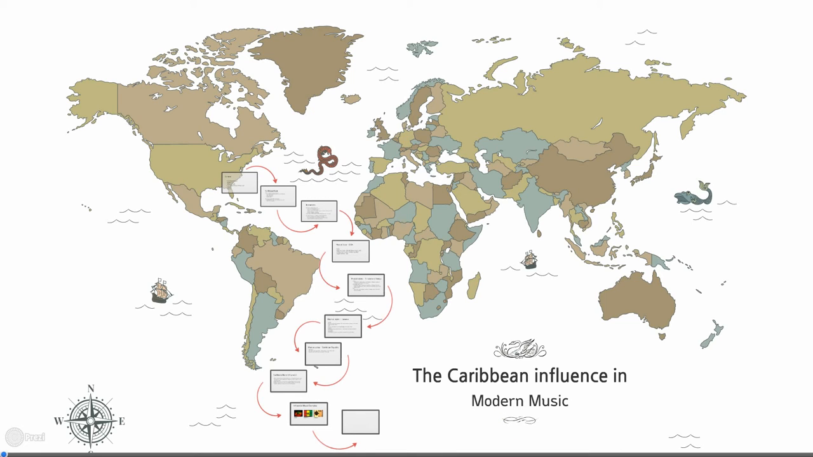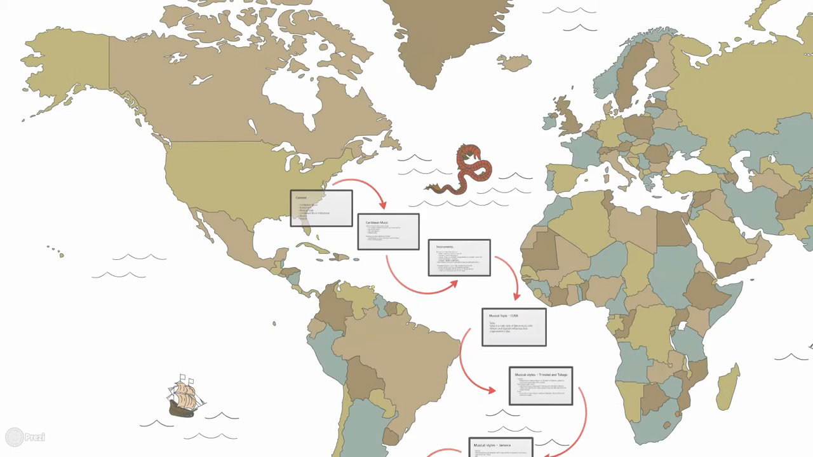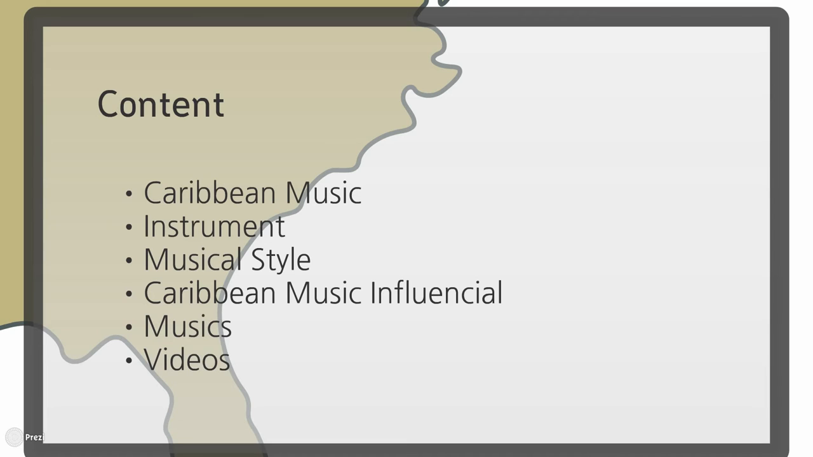First off, we're going to start our presentation today with the outline of what we're going to discuss. First of all, we'll touch a little bit on the history of Caribbean music. Then we'll discuss what instruments they use in their music, and then of course the musical style, and then the Caribbean music's influence on the modern world today and on other cultures, which we're going to show in the music slash video.